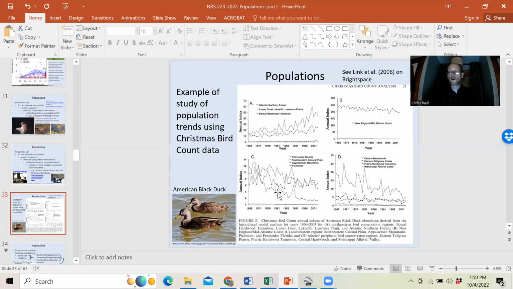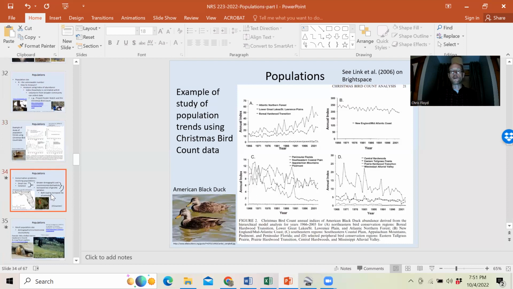We don't know how many there are, but we know they're decreasing, and they're doing better in other areas. That particular result is not important. It's just an example of a published study where they were able to determine with confidence that a population was actually decreasing, and that's valuable information.